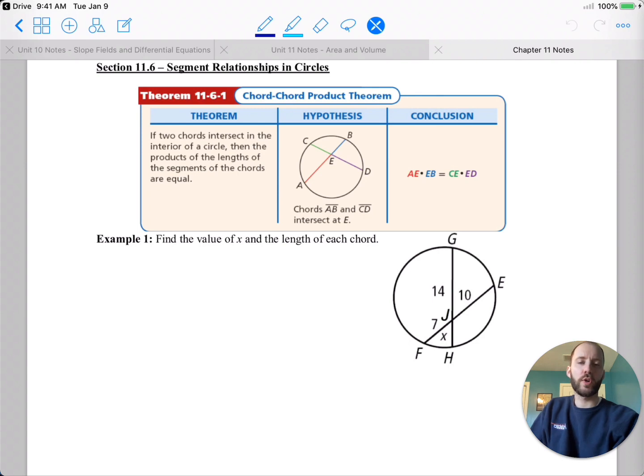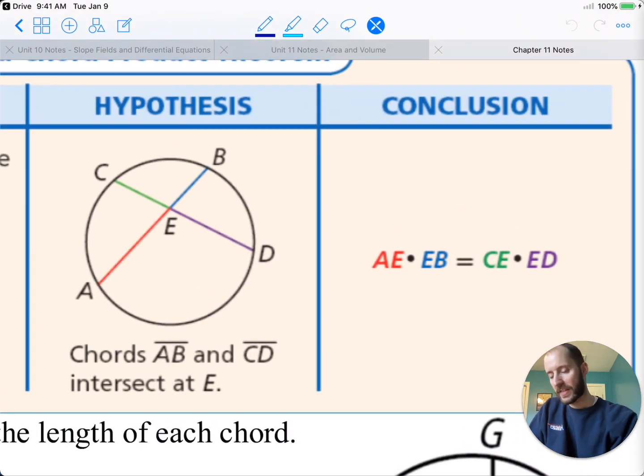The chord-chord product theorem. If two chords intersect in a circle, then the parts of one multiplied equal the parts of the other multiplied. So chord AB split up, those parts AE and EB multiplied equal chord CD split up, those parts multiplied, CE and ED.